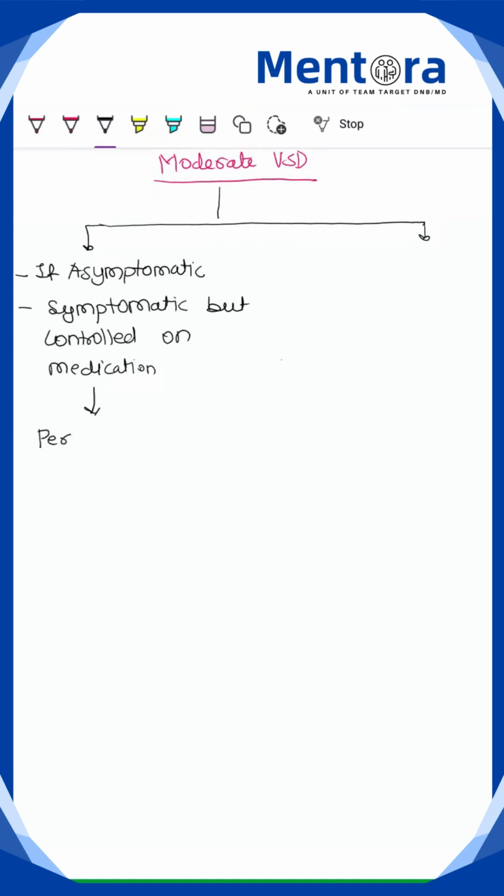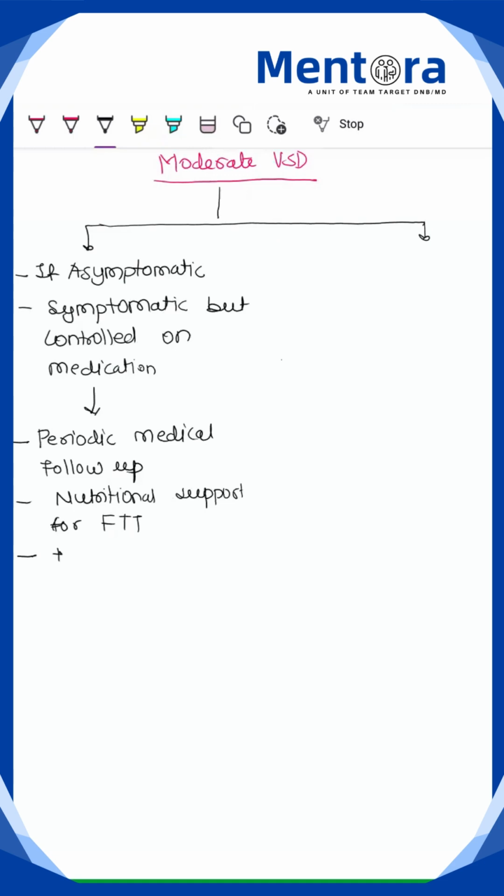We'll do periodic medical follow-up. We'll give nutritional support to the child to prevent failure to thrive. And if there is any infection, then treatment of respiratory infections. We'll wait for some time and then closure at 1 to 2 years of age.